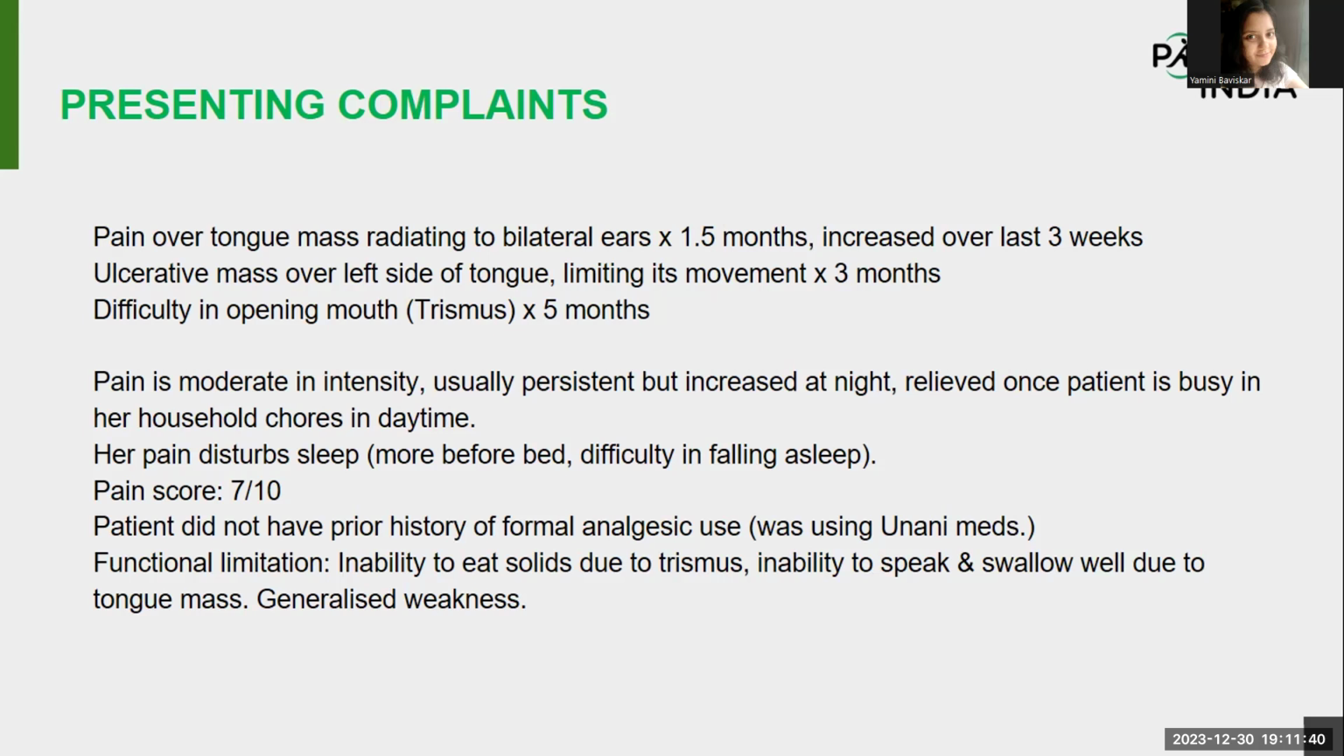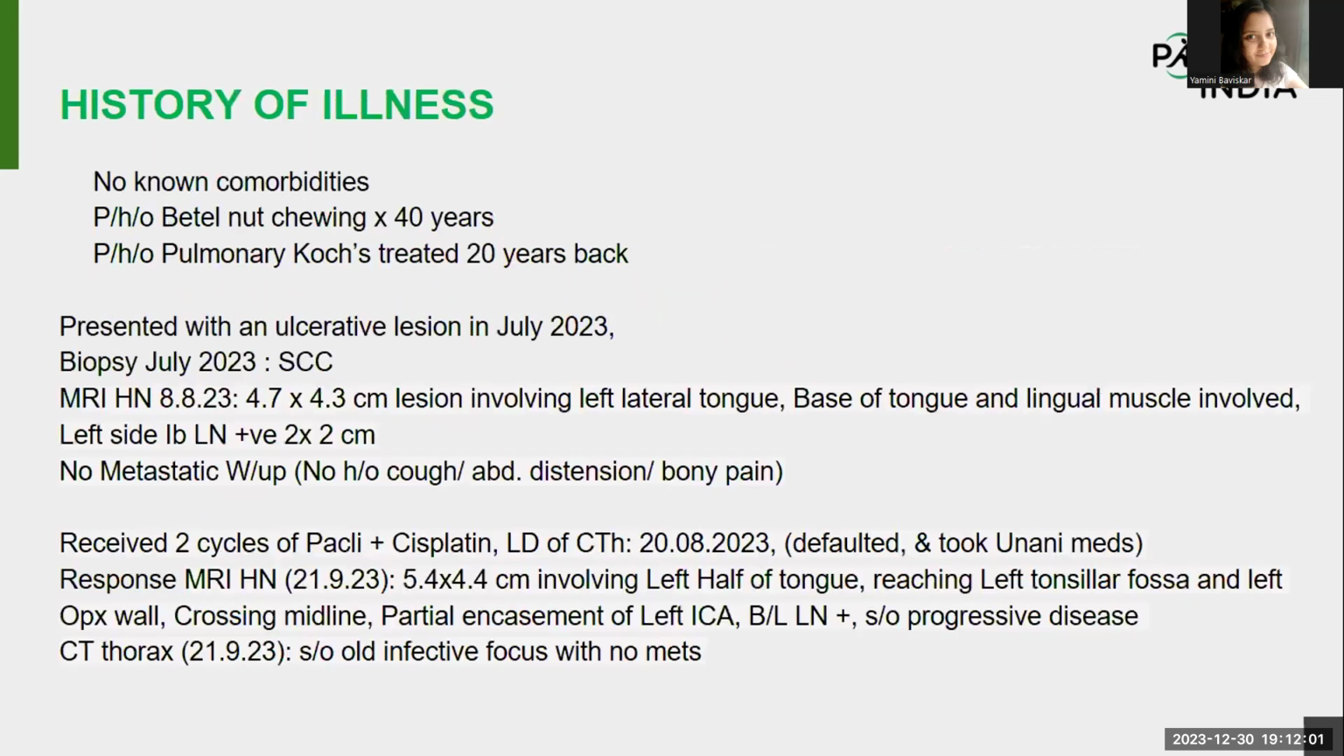The patient does not have a prior history of formal analgesic use, but she was using some Unani medications for some time. The functional limitation due to her disease is inability to eat solids due to trismus and inability to speak and swallow well due to the tongue mass. She also has generalized weakness after 2 cycles of chemotherapy and overall poor nutrition.